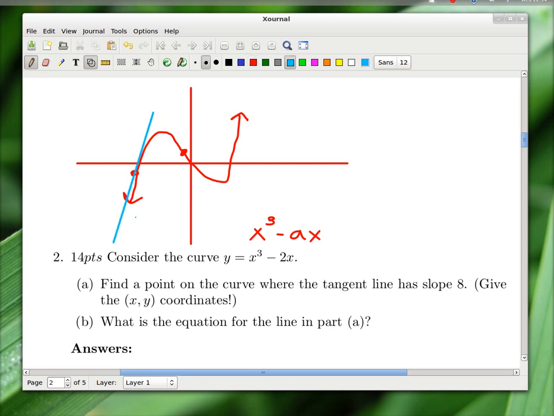We don't know exactly what the x coordinate is. And there's going to be another point over here where the slope of the tangent line is 8. And I don't care which one you find, whichever one you like the best. Probably most people would pick the positive one.